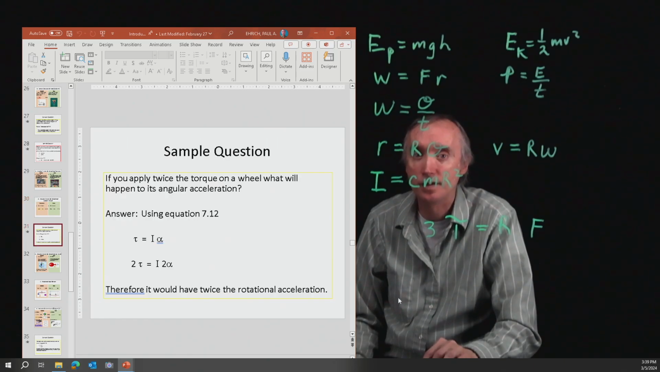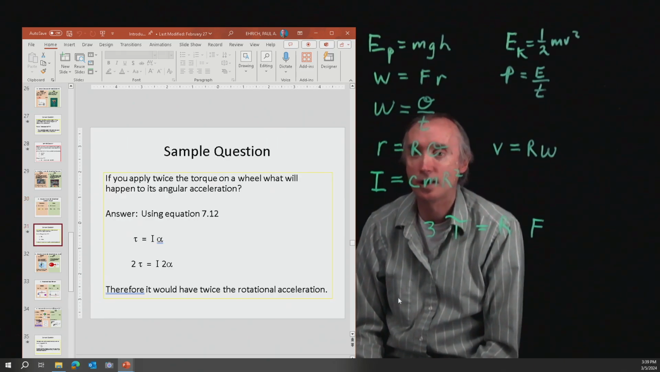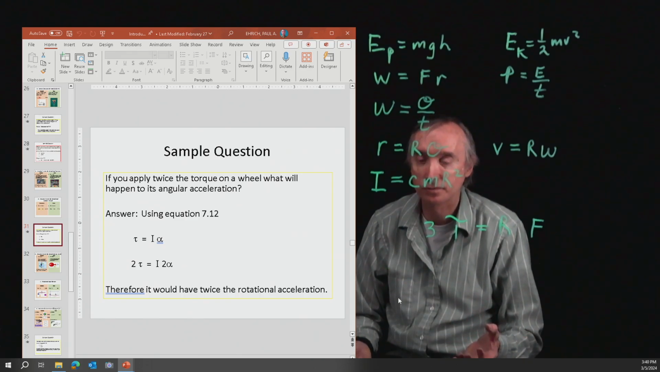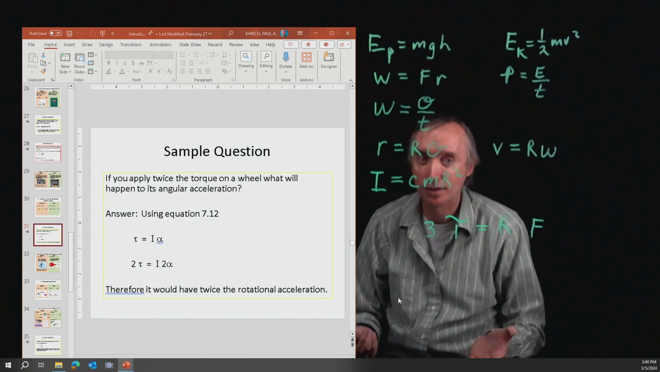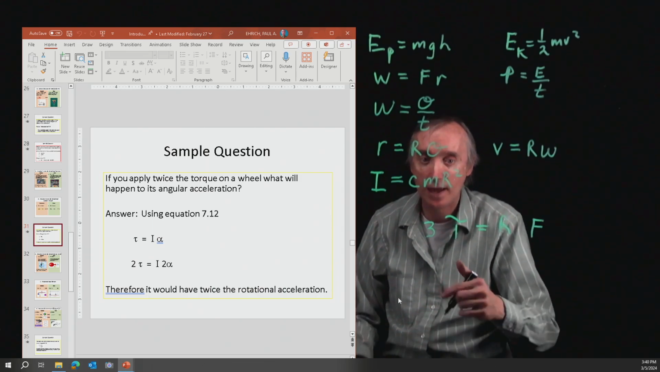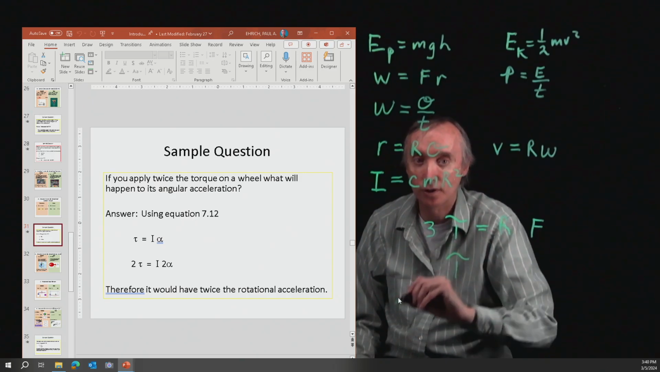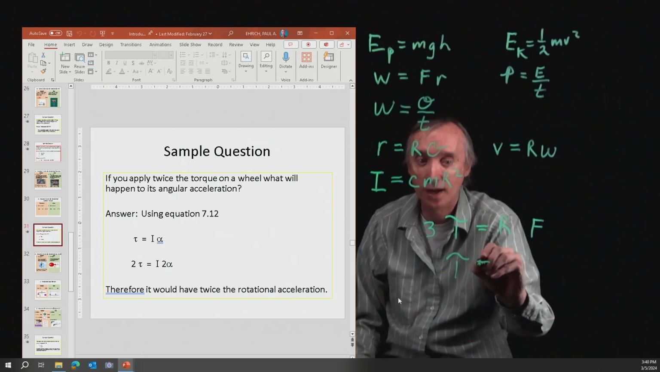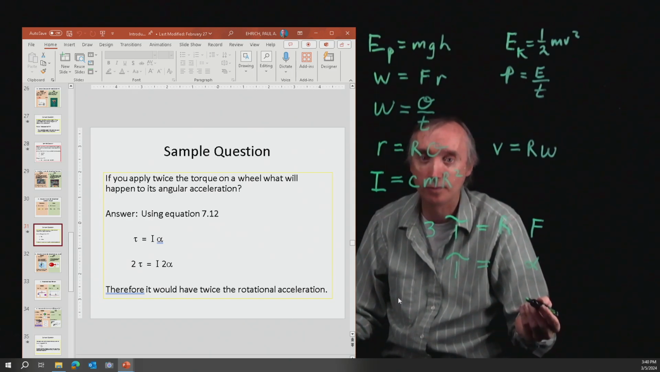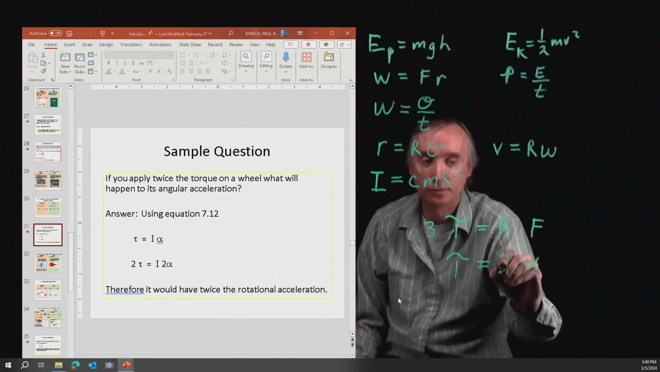So here is an example of the kind of question I could ask you. If you apply twice the amount of torque on a wheel, what will happen to the angular acceleration? We're dealing with torques, and it says something about acceleration. So what's the only formula that we have that has a tau for torque in it and also has an acceleration alpha? There's only one formula, so it's got to be this one.